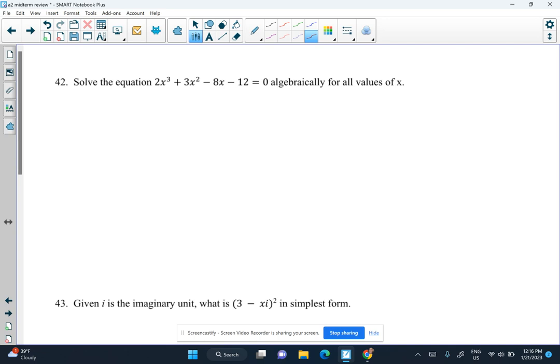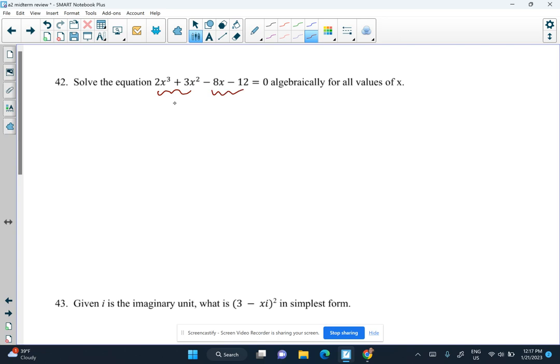Solve the equation 2x cubed plus 3x squared minus 8x minus 12 equals 0 algebraically for all values of x. I notice that I have 4 terms, and that grouping probably would be a good place to start. We first look to see if there's any common factor with all 4 terms, and we don't. So the next step is we pair the first 2 terms and last 2 terms.